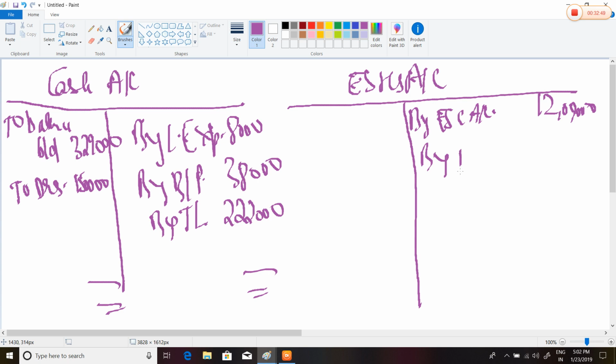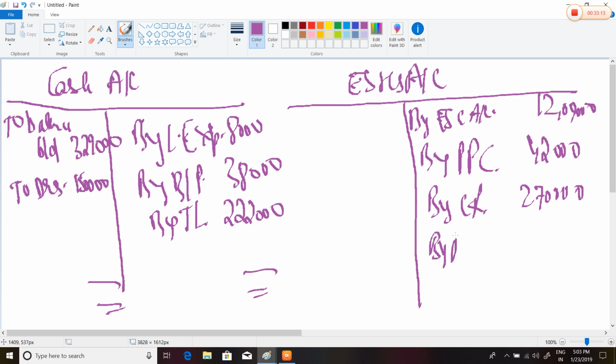By profit prior to incorporation, 42,000. It is given in the balance sheet, kindly check it. By contingency reserve, all the reserves and profits have to be transferred to the equity shareholders account, 2,70,000. By profit and loss account, given in the question, that is 2,52,000.